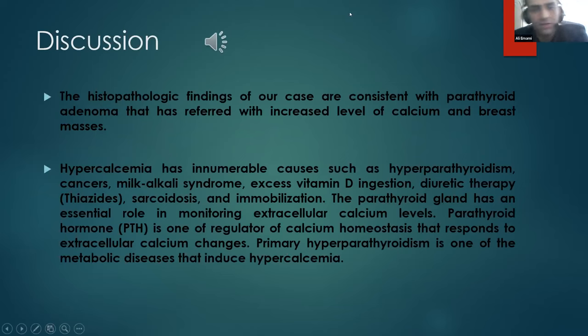The histopathological findings of our case were consistent with parathyroid adenoma, in a patient referred with increased level of calcium and bilateral breast masses. Hypercalcemia has innumerable causes such as hyperparathyroidism, cancer, milk-alkali syndrome, excessive ingestion, diuretic therapy, for example, sarcoidosis, and immobilization. The parathyroid gland has an essential role in monitoring extracellular calcium level, and PTH is the regulator of calcium homeostasis that responds to extracellular calcium changes.